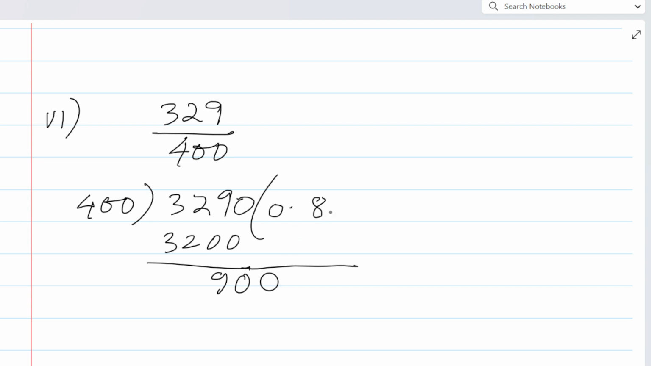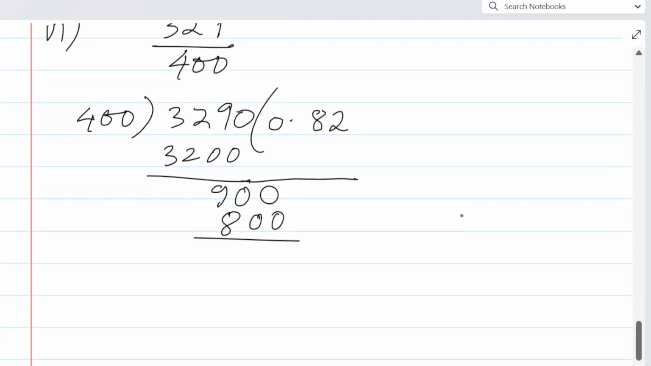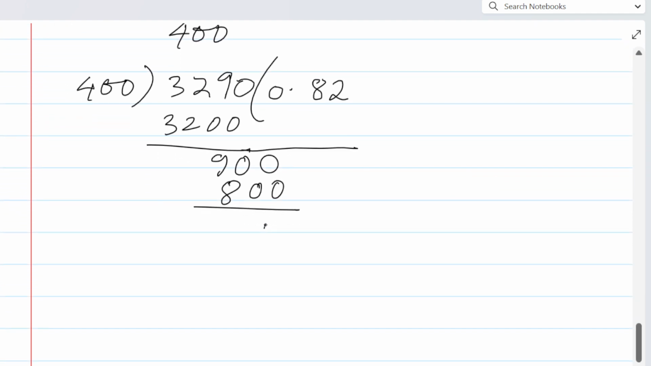So 400, again it will go 2 times, 800. Okay, so if I subtract this, I'll get 100. Now my question is, tell me please, all of you, 400, can you divide 100 by 400? Obviously not. So what will you do? Tell first what you will do. Because of this decimal point, I'll get 10 free.